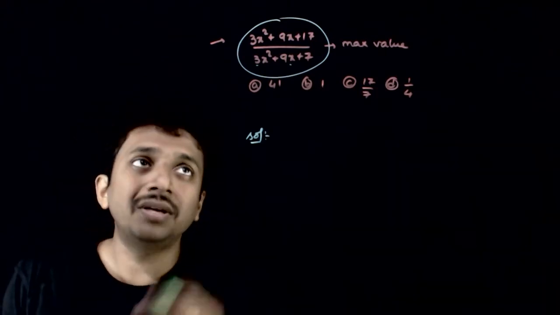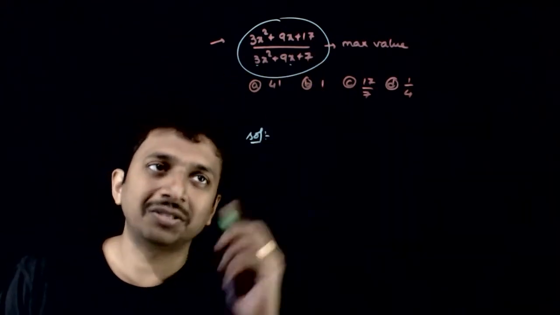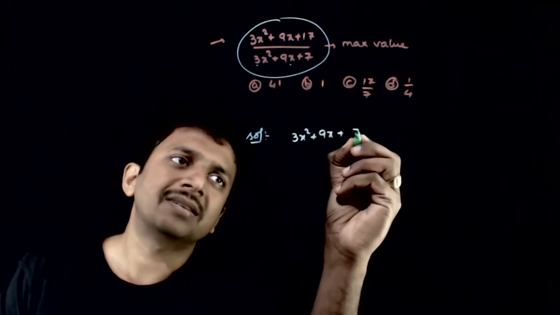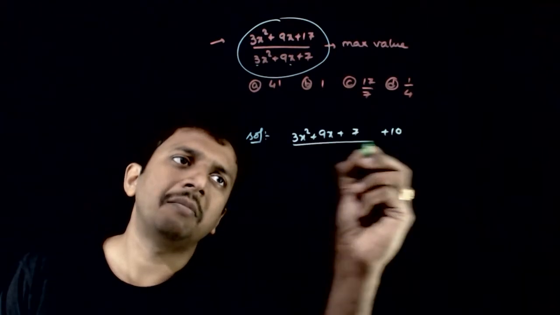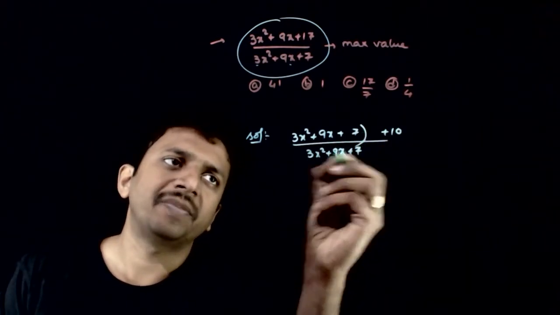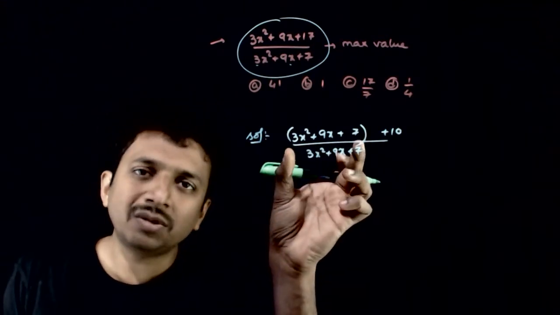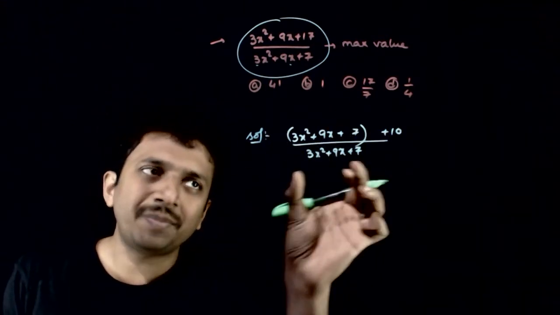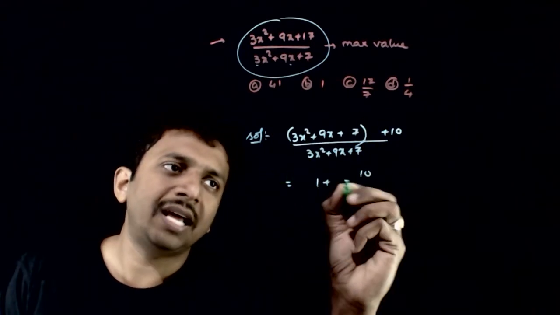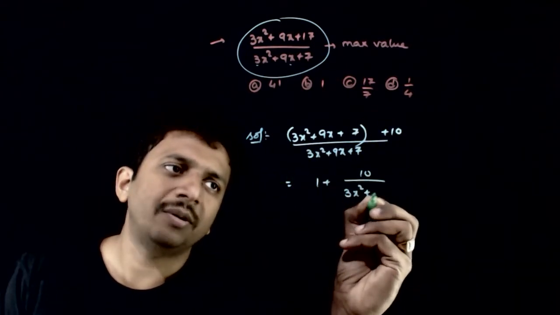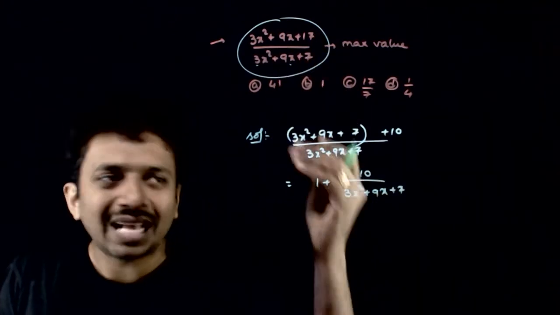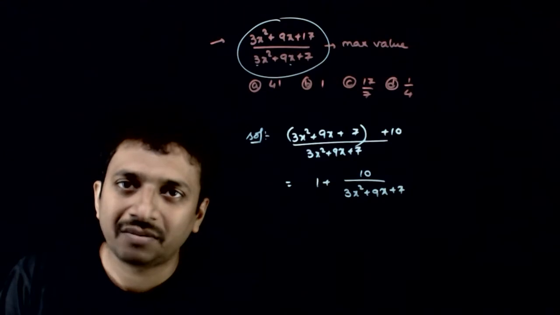So first what I can do is I can split this into two expressions. So 3x square plus 9x plus 7 plus 10 by 3x square plus 9x plus 7. 17 can be split into 7 plus 10. So now if I separate these expressions, I get 1 plus 10 by 3x square plus 9x plus 7. Now the rational function has effectively become a quadratic function.